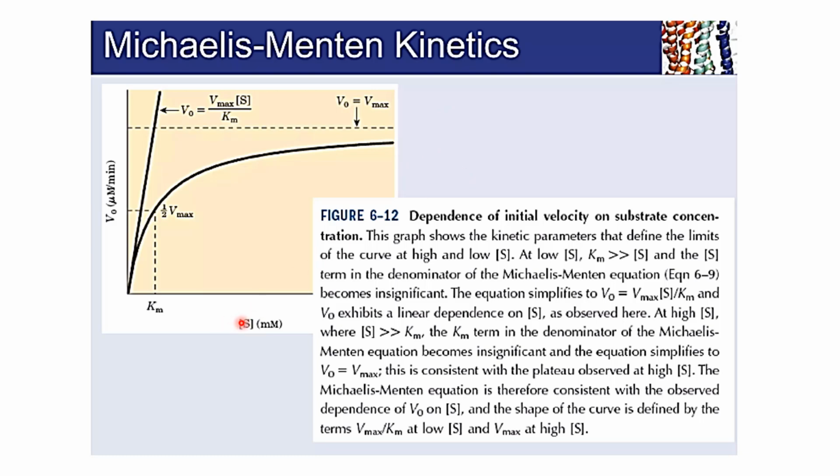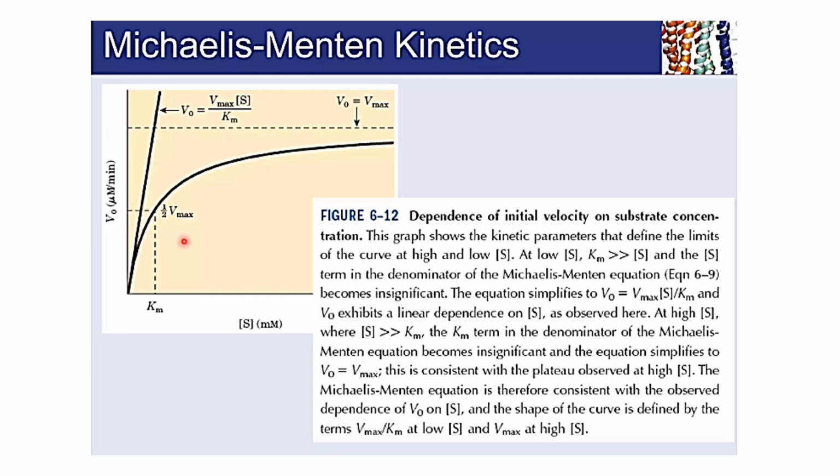So at low substrate concentration, Km will be very much higher than the substrate concentration, and the substrate term in the denominator of the Michaelis-Menten equation becomes insignificant. So the equation simplifies to V0 equal to Vmax S by Km, and then V0 tends to exhibit a linear dependence on S, as observed here.